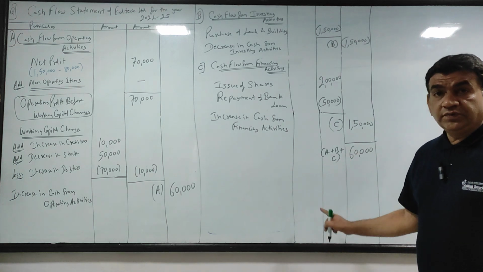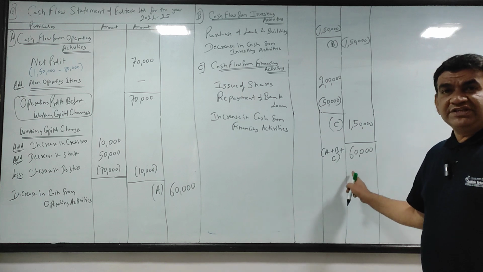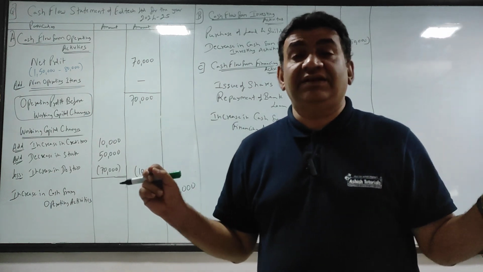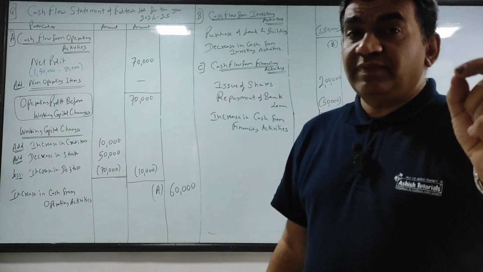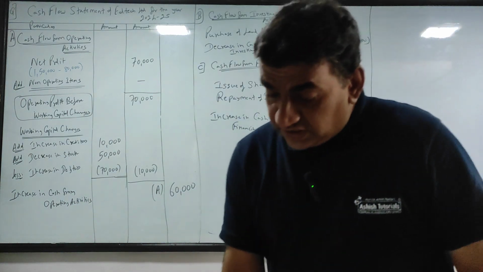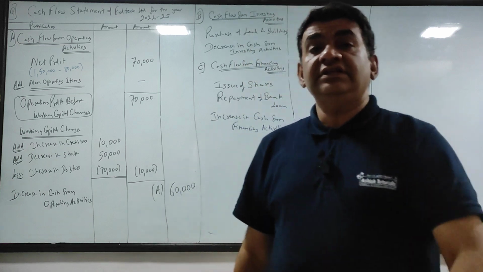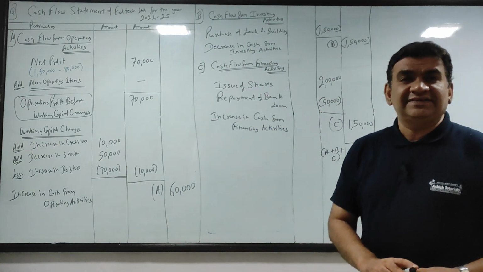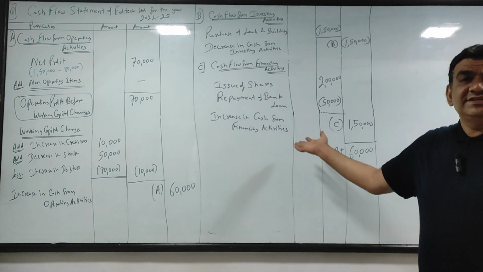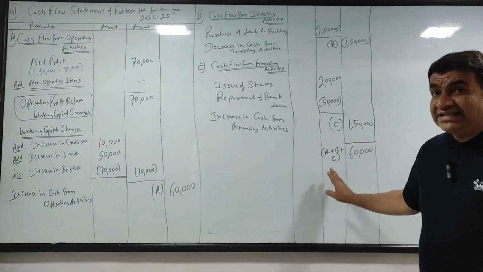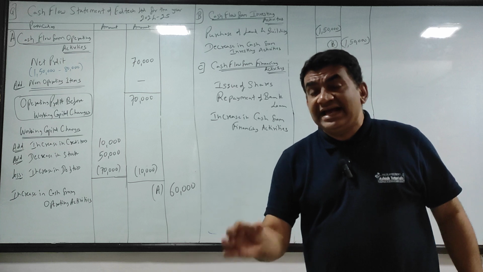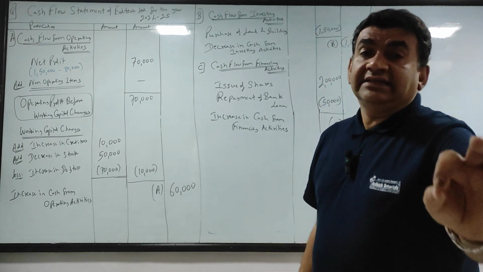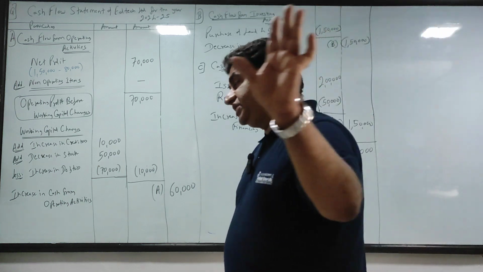Now see what I told you. Starting में A plus B plus C has to be equal to the difference between cash and bank. Last year का cash balance 40,000. Current year का 1 lakh. 1 lakh minus 40 कितना होता है, 60. A plus B plus C, 60. So in short, answer of A plus B plus C has to be equal to the difference between the cash and bank in the question.